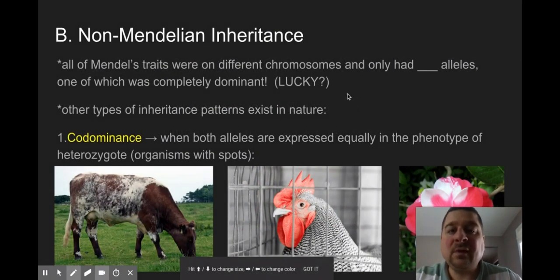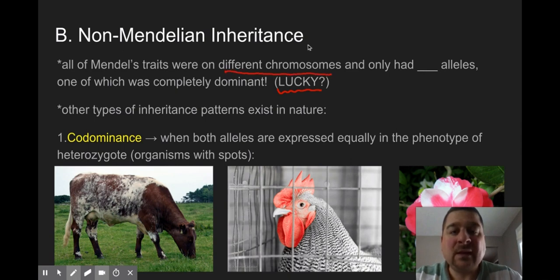Okay, one thing that we've noticed is that Mendel may have been very, very lucky. Of the 7 traits he looked at with the pea plants, all of the traits were on different chromosomes, so they were not linked. Remember we said in previous videos, if they're on the same chromosome, they'll be passed together, and his laws of independent assortment and segregation do not apply. But his traits were all on different chromosomes.